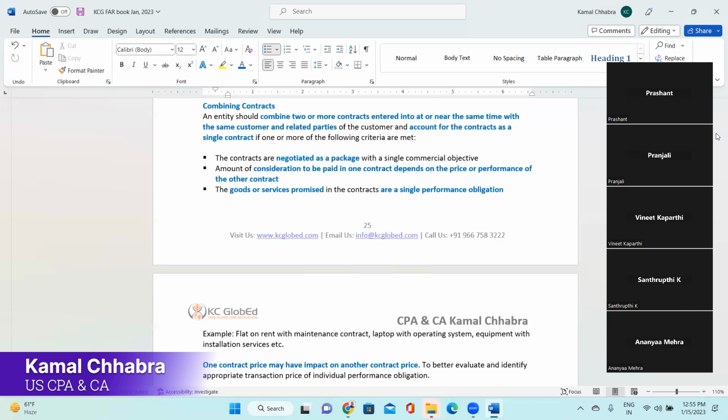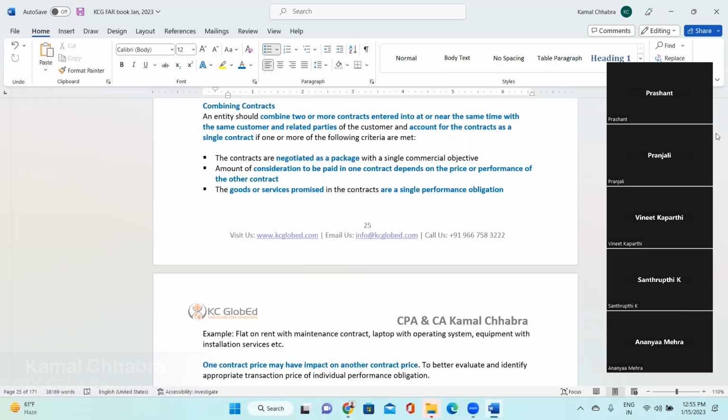If you have purchased a printer and on that they have given you a cartridge free or maybe at a discounted price, that shows that you have negotiated the printer and cartridge together and you have got some additional discount on the respective item. Hence, the printer and cartridge, even though there are two separate agreements, you need to consider as one agreement, even though in that agreement the performance obligations would be different.